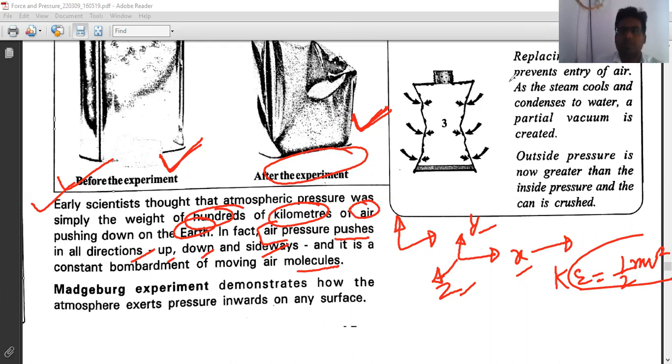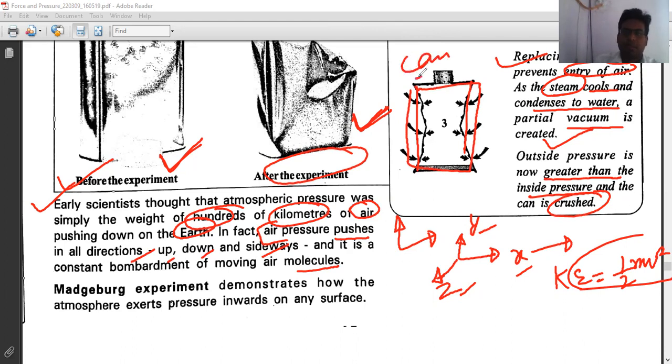And look at the next point: replacing the cap prevents entering of the air, as the steam in the can cools and condenses to water, a partial vacuum is created. So outside the pressure is now greater than that of the inside. So that's why the can is crushed. Suppose we want to crush this can, the pressure inside will be lower as compared to outside. That's why we can change the shape of the can, right?